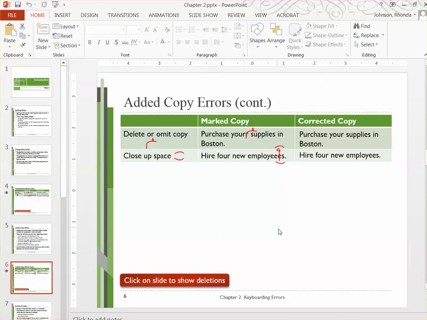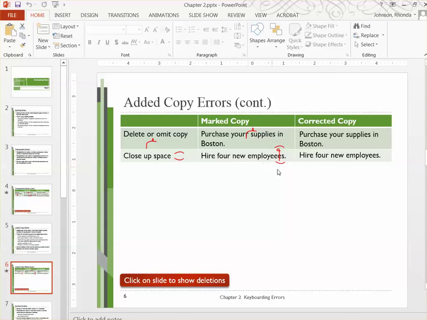So you go around and up. And then the other one is to close the space. And that would be, here's the example of the delete or omit copy. Purchase your supplies in Boston. Well, there's two R's there. One shouldn't be there. Close up the space would be using sort of kind of horizontal parentheses.